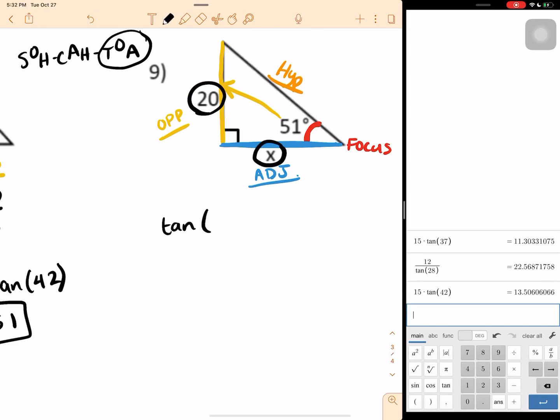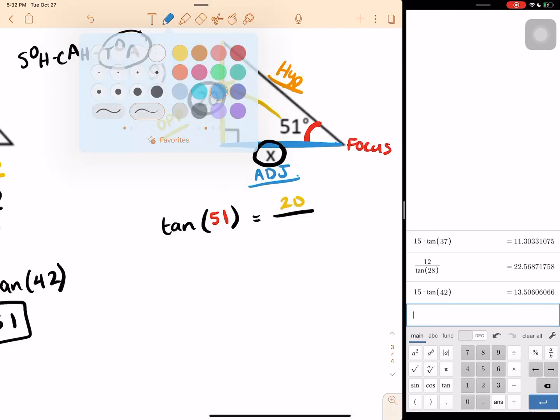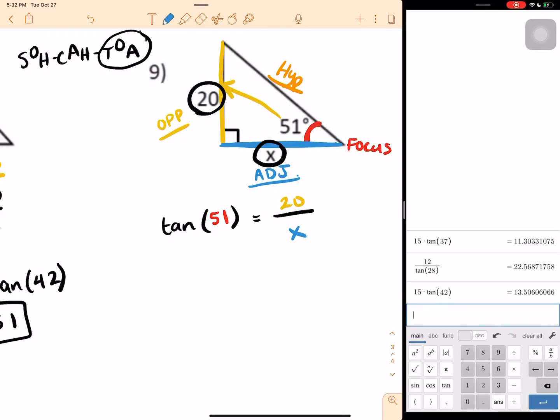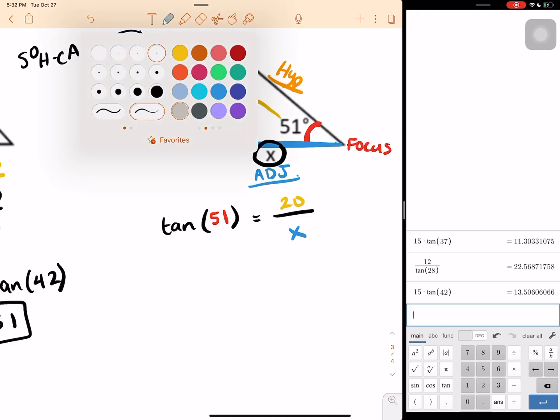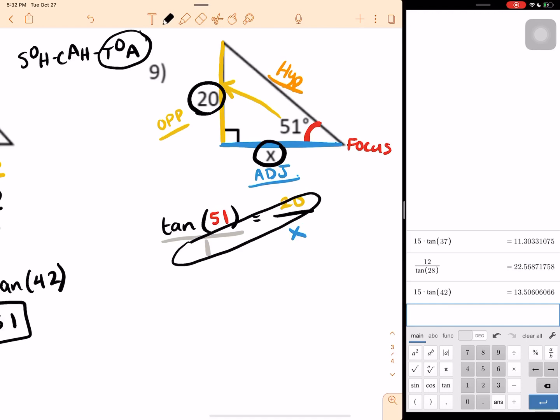Okay? So opposite over adjacent. So the tangent of my focus angle, 51 degrees, is equal to my opposite, which is 20, over my adjacent, which is x. Now sometimes you might see the shortcut: anytime the x is on the bottom, you can just switch these two and you'll end up with 20 over tangent of 51. So I'll show you why that always happens. If I cross multiply this like I have been doing, putting that over 1, 1 times 20 is 20 equals x times tangent of 51.